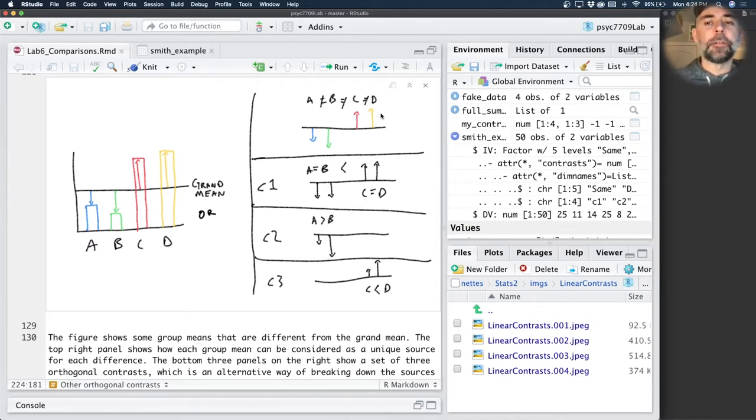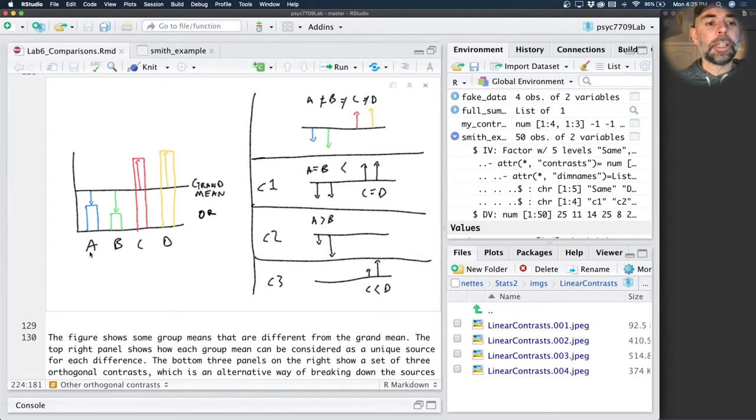Now let's consider a set of orthogonal contrasts that represent these differences in a different way, not as a unique contribution of individual group means. And I have that represented right here with three linear contrasts, 1, 2, and 3. Notice that groups A and B are both a little low, and groups C and D are both a little high. So we could think of the reasons why there are some deviations going below and some going above as being a little bit driven by this whole situation, where A and B are basically the same. They both drive group means down below the grand mean. And C and D are both the same too, but that influence drives the group means up.